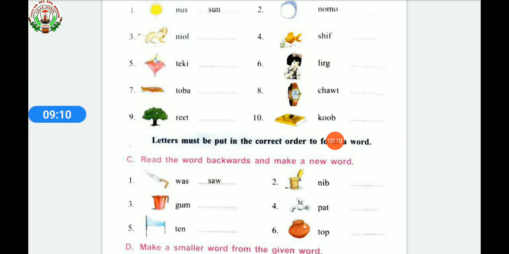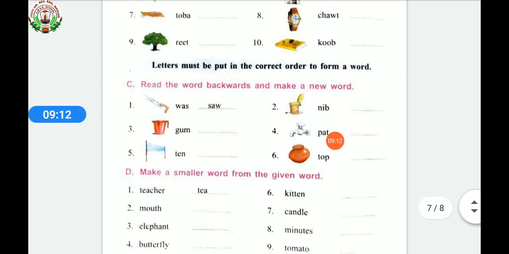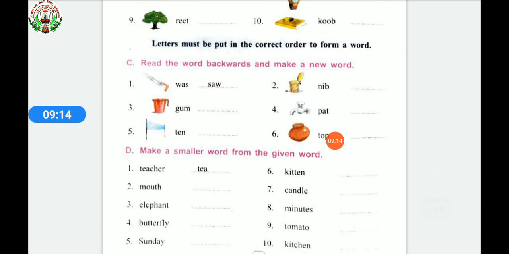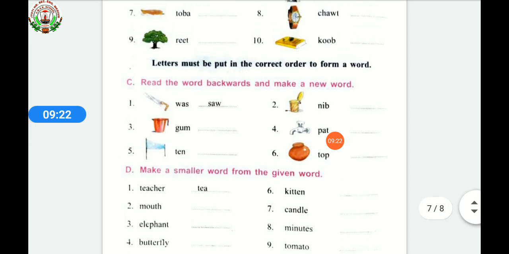Let's move to question number C. Read the words backwards and make a new word. Children, this is a little bit different from the above two questions. What you have to do, picture is given here and the word is also given here. You have to read this word from the backward. Like the first one is written here, WAS.